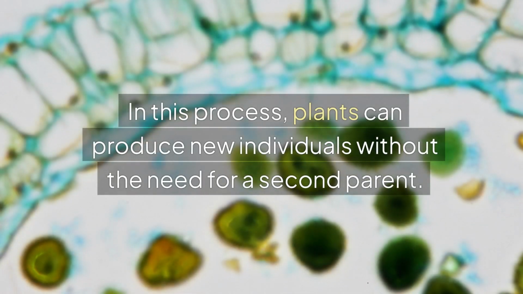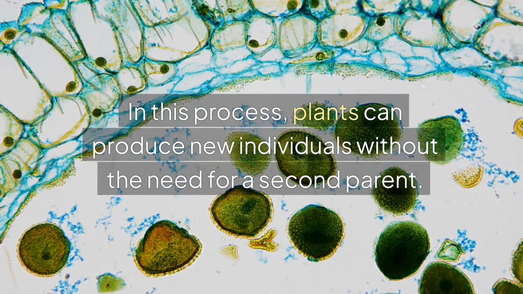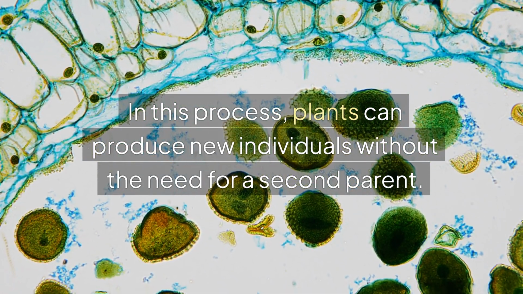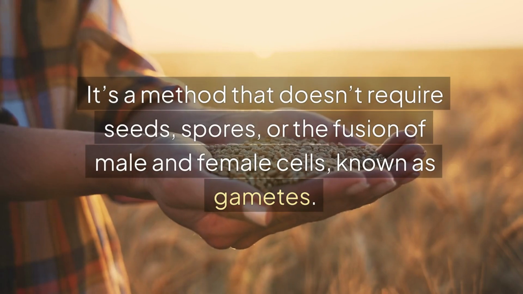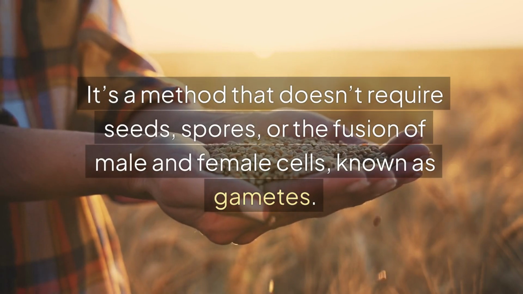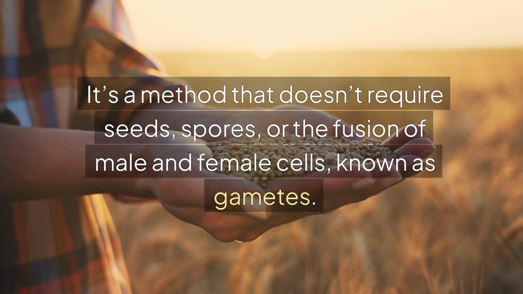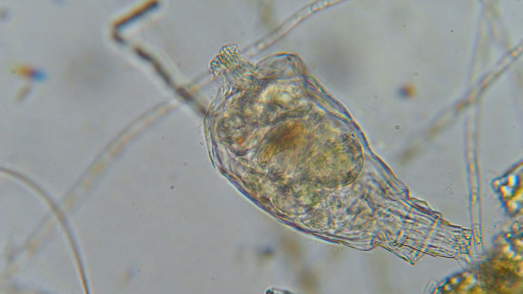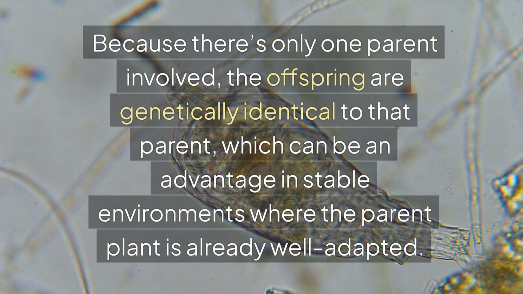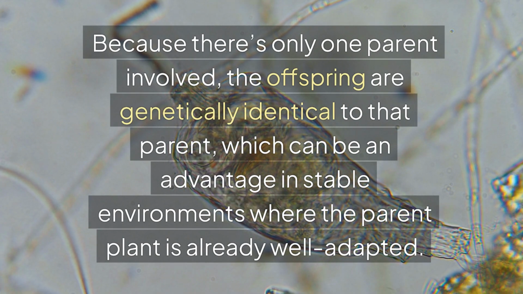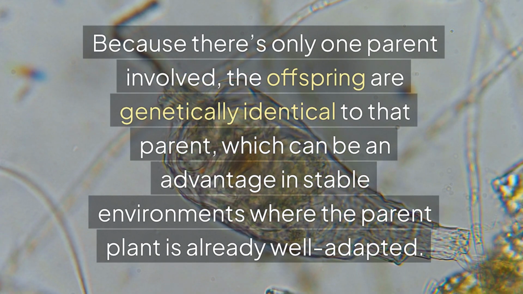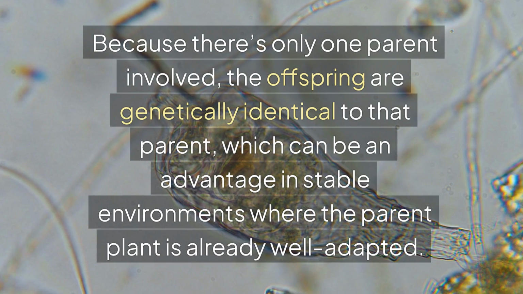In this process, plants can produce new individuals without the need for a second parent. It's a method that doesn't require seeds, spores, or the fusion of male and female cells, known as gametes. Because there's only one parent involved, the offspring are genetically identical to that parent, which can be an advantage in stable environments where the parent plant is already well adapted.